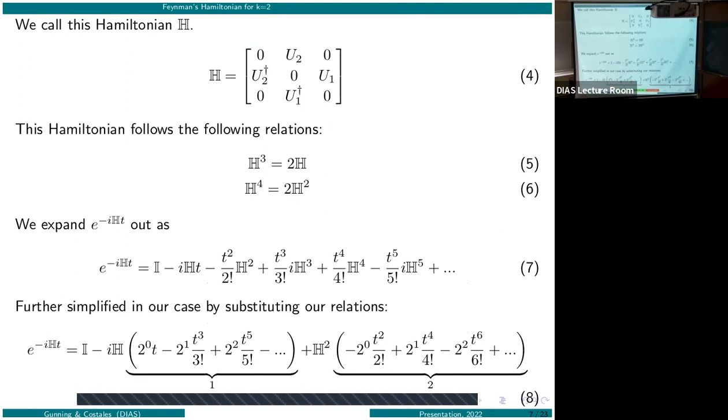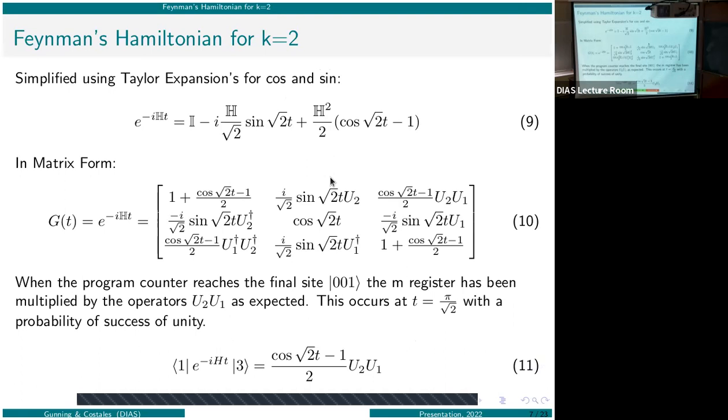Now, for this matrix, we were able to establish two relations seen in 5 and 6 here, which are very useful for our Taylor expansion of the time evolution operator, because we were able to substitute them in, and then group together all of our terms in terms of H and H squared. Now, what you see in the brackets 1 and 2 here were actually just the Taylor expansions of cosine and sine with different coefficients. So we're able to substitute this here in equation 9 and get a final matrix form for our G of T, or time evolution operator, as shown in line 10 here.